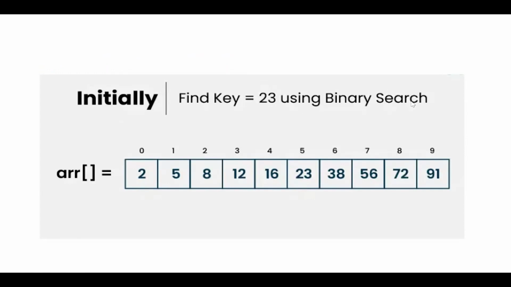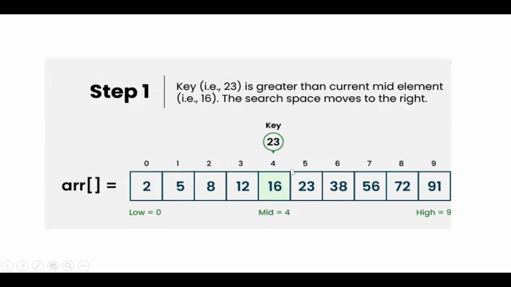This particular example I have taken from the website GeeksforGeeks. Initially we have to find the key 23 using binary search, and this is our given array. As you can see, we have 10 elements. The index starts from 0 and ends at 9. So how are we going to do the search? Initially we take the values low and high. The very first index becomes low, and high is the last element.